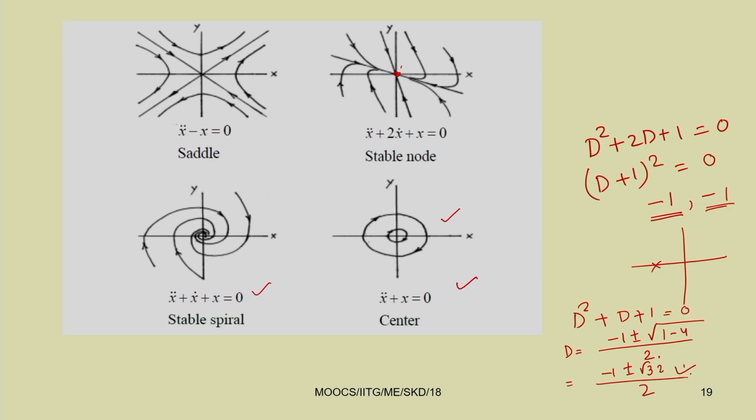So here it is imaginary. We have the imaginary root, and if we have an imaginary root, the response will be oscillatory. That is why you are getting the spiraling of the solution. So it is a stable node, but in this case it will spiral down and finally it will be at 0.